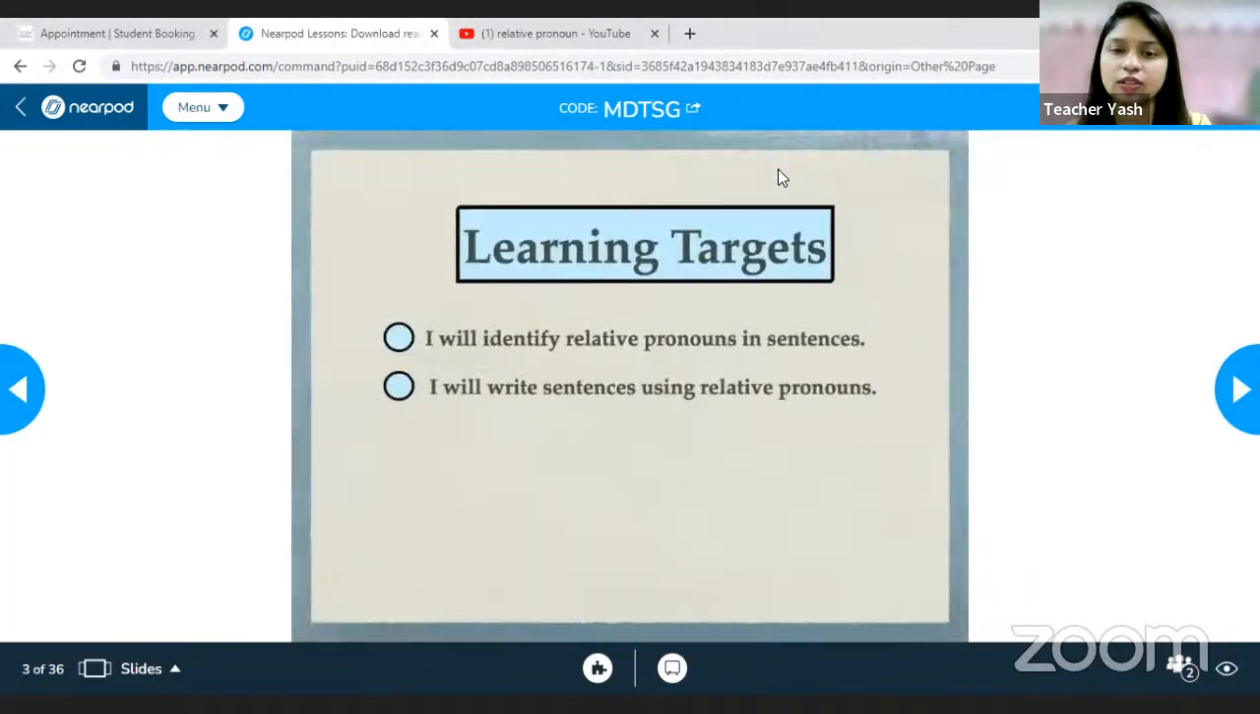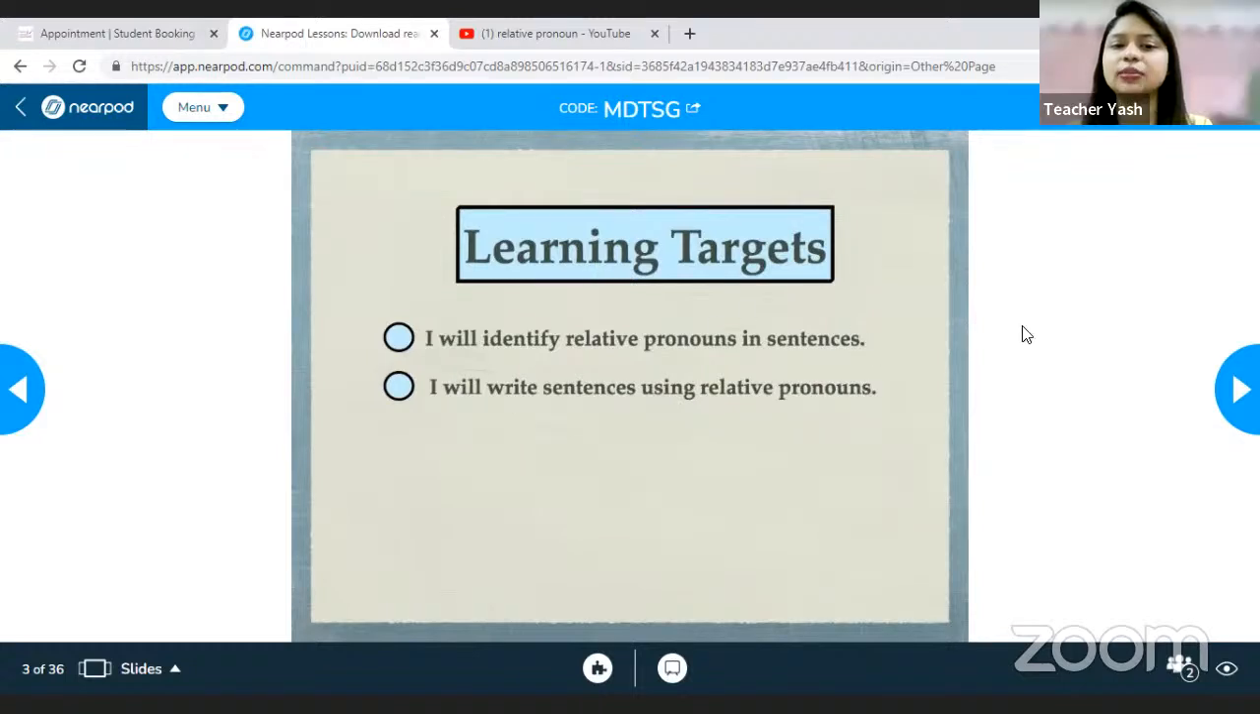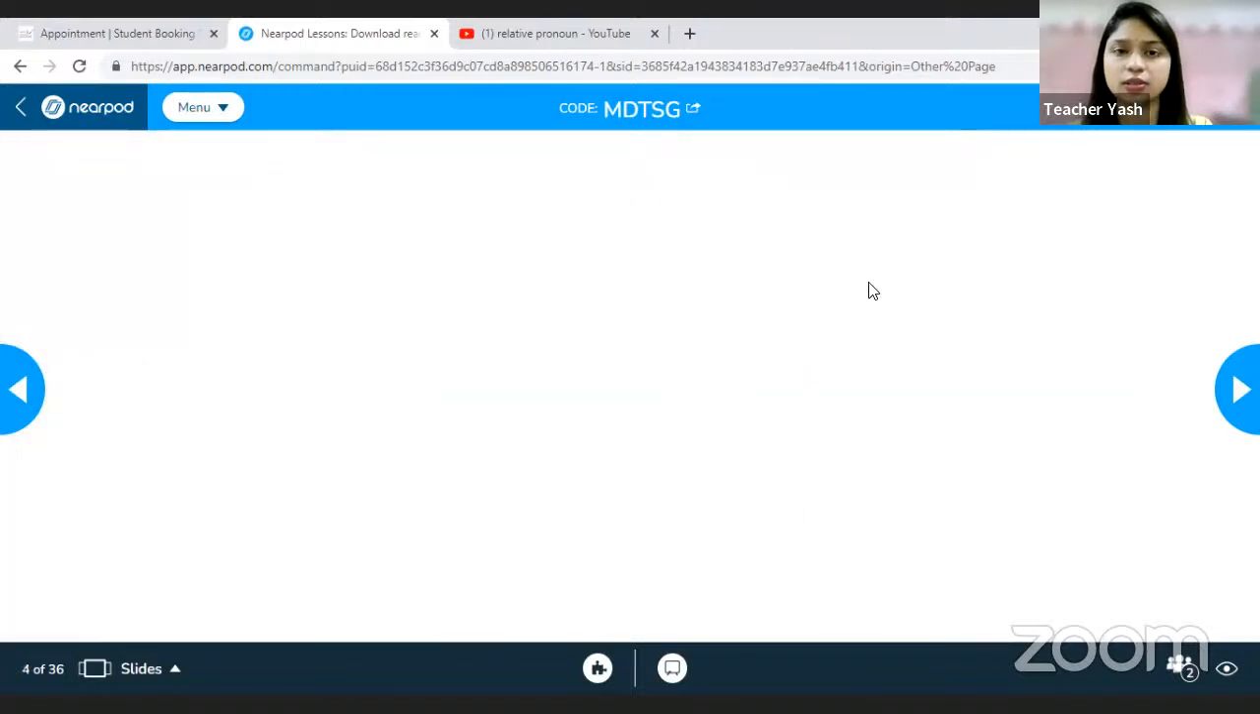Okay, so now let's look at the learning targets. Youngler, please read. Learning targets. I will identify relative pronouns in sentences. I will write sentences using relative pronouns. So today our target is about learning how to make sentences with relative pronouns.